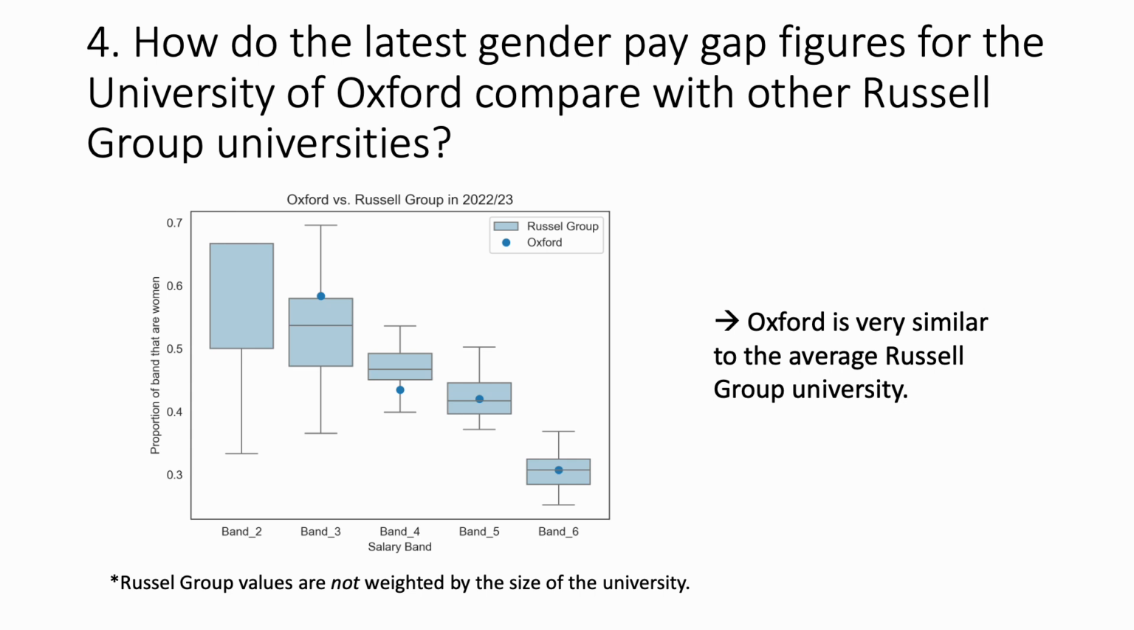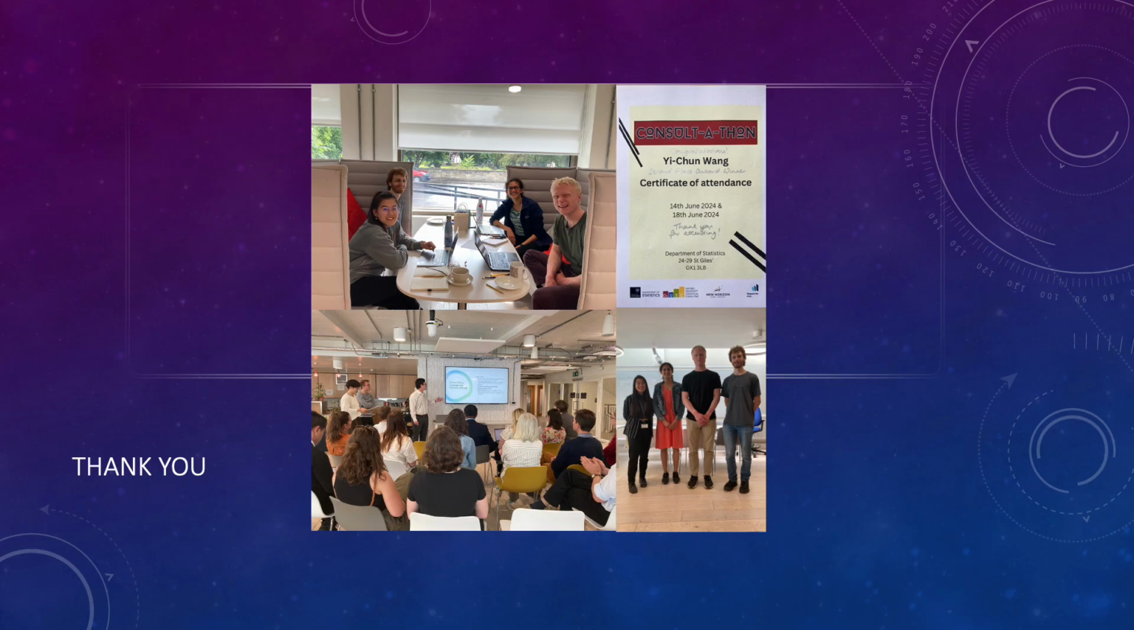And one thing to note is that the Russell Group values are not weighted by the size of the university, because some universities employ many fewer people than others, and we weren't very sure whether that is a problem. But considering that we represent the information as the proportion of women, we think that this probably wouldn't be too much of an issue. But yeah, that is pretty much it.